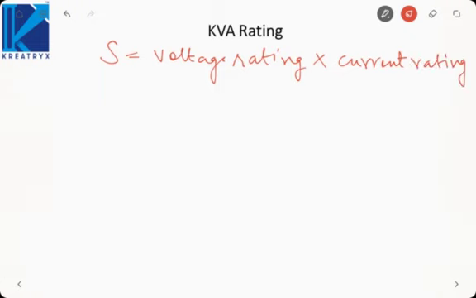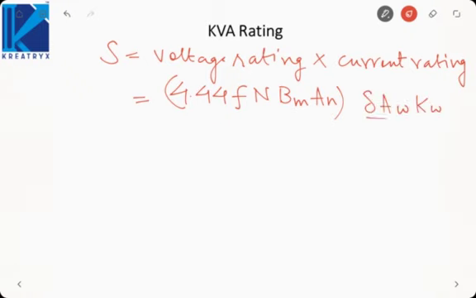Next comes my kVA rating. Now kVA rating can be written as voltage rating into current rating. Okay. Now voltage rating would be 4.44 F N Bm into An. Current rating was delta AW KW by 2N. So this will get cancelled out.